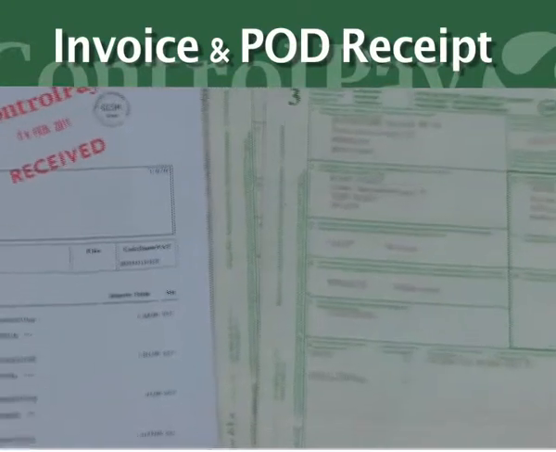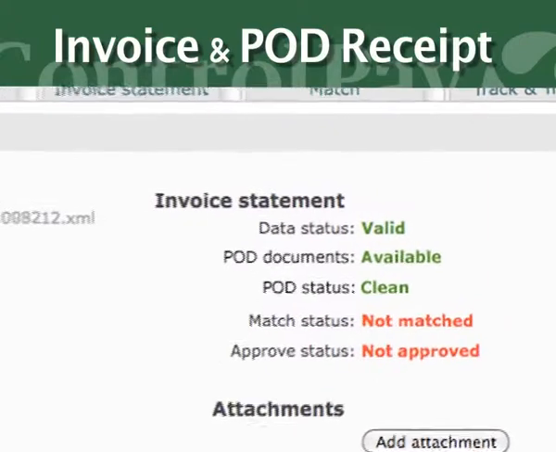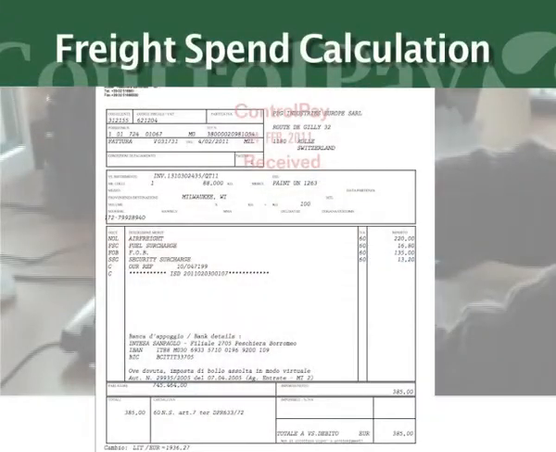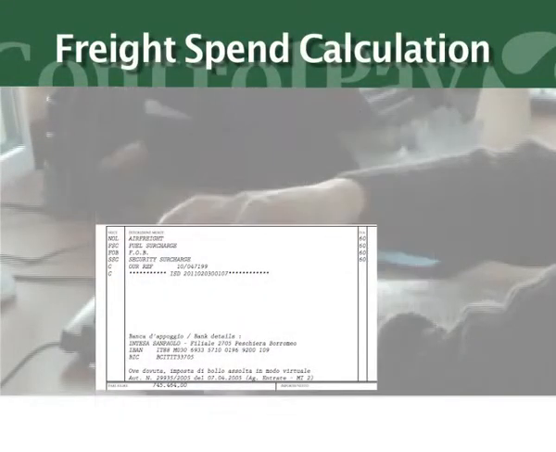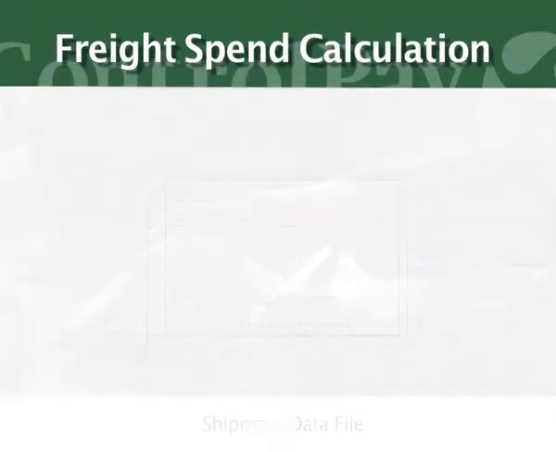POD document can be in paper or electronic. POD data is registered in the ETOF in FRED. When no order data is available from the shipper, Control Pay can extract this data from paper or electronic invoices.